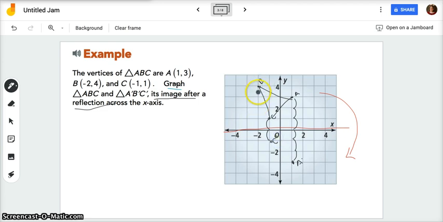And then B is 1, 2, 3, 4 spaces away. B will be right here. B prime. And then you just connect the lines, and now you have your reflection. So just counting how far away you are from that line of reflection and drawing your new shape.